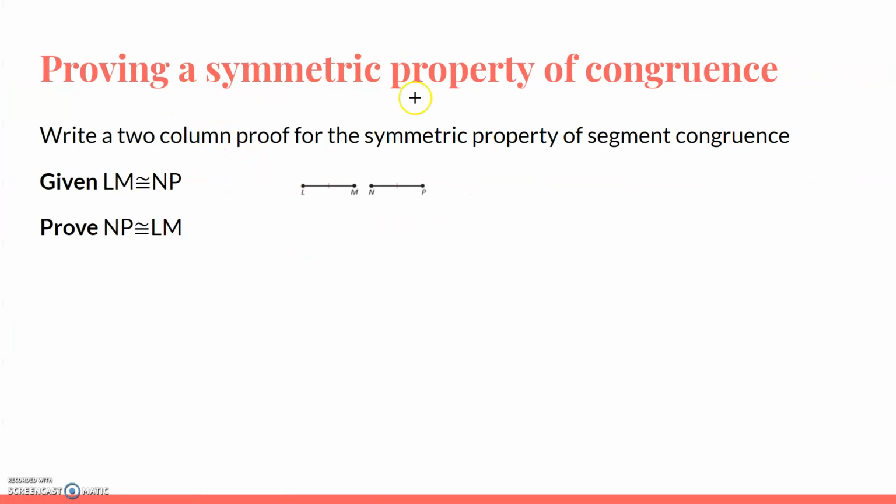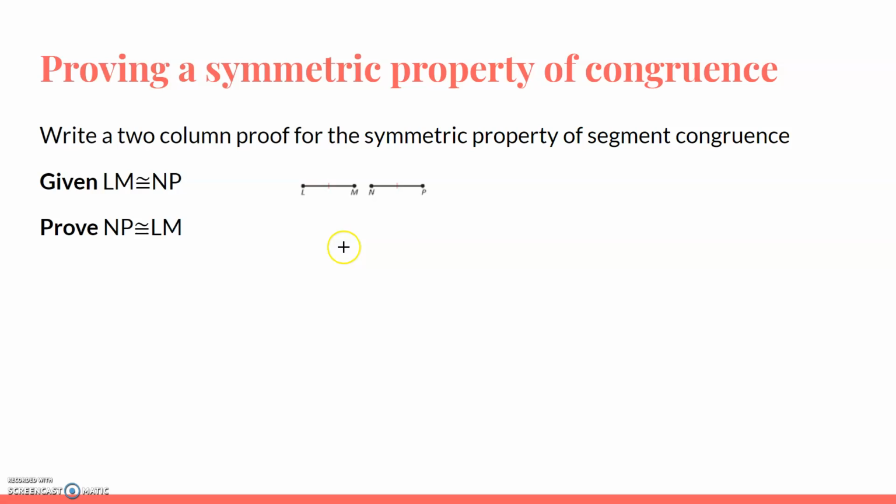Okay, so proving a symmetric property of congruence. Write a two-column proof for the symmetric property of segment congruence. You're given that LM is congruent to NP. You have to prove that NP is congruent to LM. We've just learned about the symmetric property of segment congruence, and we've learned about what congruence means. So try to piece all of this together, write a two-column proof, and come back for the right answer.